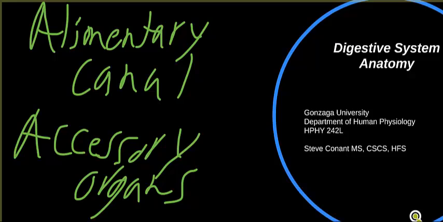And alimentary means of or relating to nourishment and sustenance. So this is the tube by which we take food into our body, we break it down to the point where we can actually absorb it into our bloodstream. So that's the alimentary canal. And then the accessory organs are going to be everything else that helps us with this process.